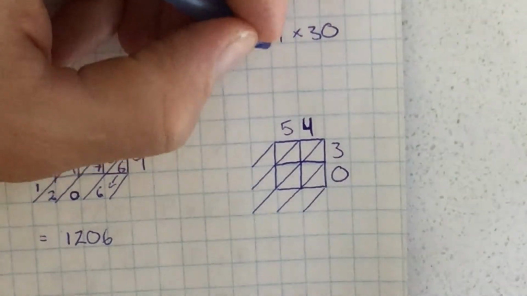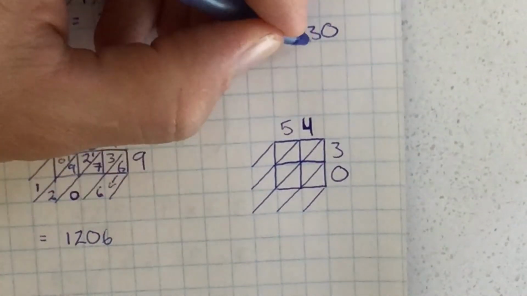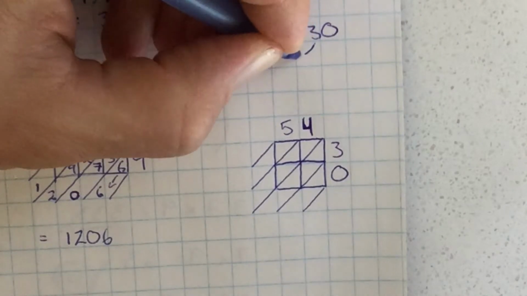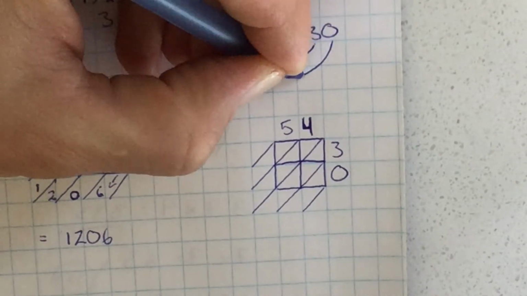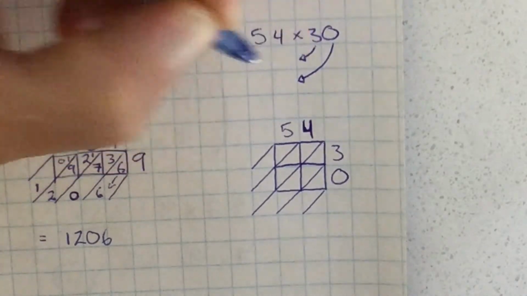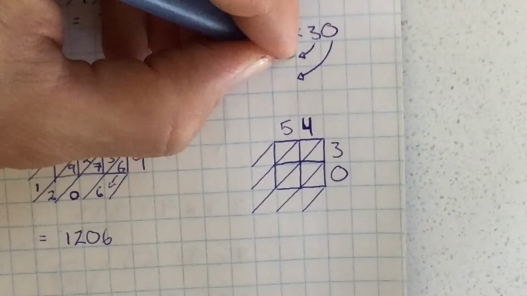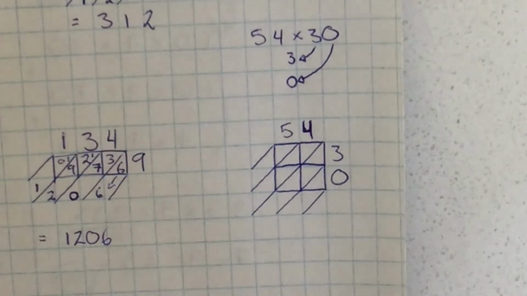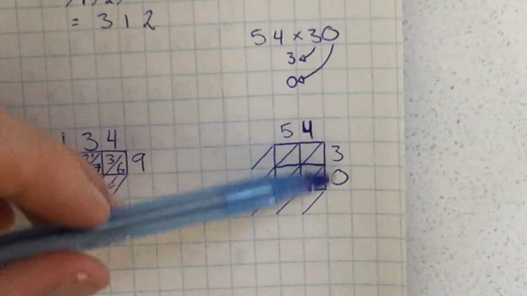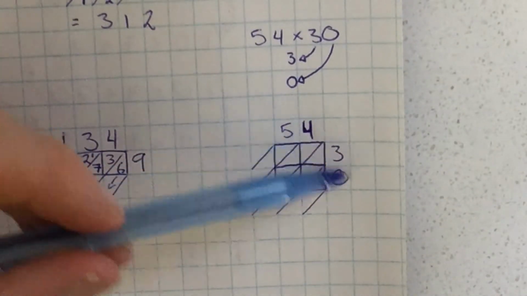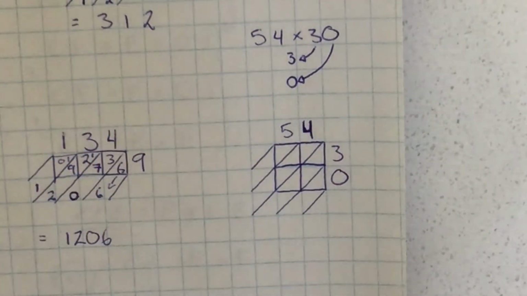A typical rule when you're thinking of these problems: when we are moving into lattice, the highest place value of your multiplier will always be on top. So we're reading this from top to bottom. 54 multiplied by 30.